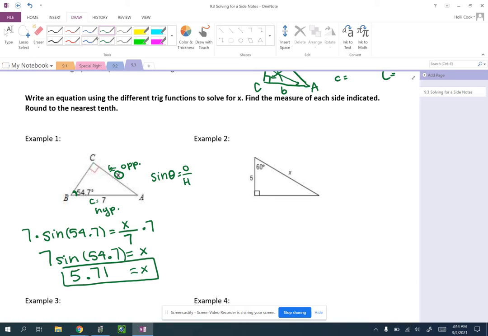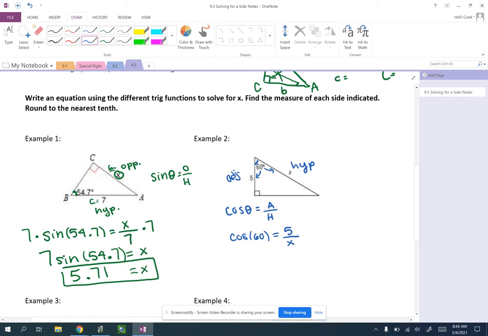Okay, let's try the next example. So on this one, we have an angle 60 degrees. We have 5 and x. Now, 5 in relation to our 60 is the adjacent side, right? It's right next to it. And then our x is our hypotenuse. Okay, so we know we're going to be using cosine because the cosine of theta is adjacent over hypotenuse. So we know that the cosine of 60 degrees is equal to our adjacent side, 5, over our hypotenuse, x.